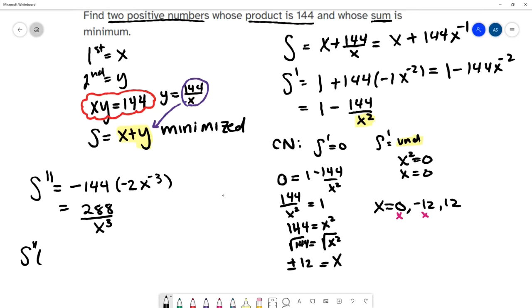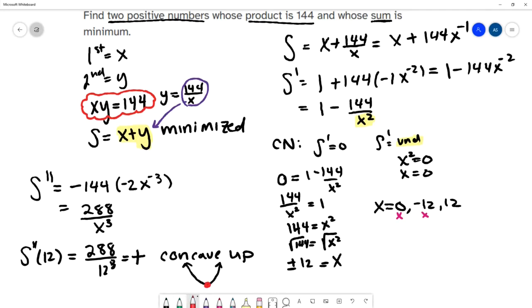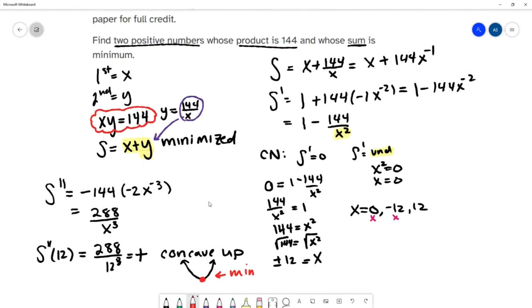And if we evaluate that second derivative at our critical number of 12, we're going to get 288 over 12 cubed, which is a positive number. When the second derivative is positive, we know that our function is concave up at that point. And concave up combined with the fact that we're working with a critical number means that we're dealing with a minimum value. So we can say that our critical number of 12 is going to be our minimum value.